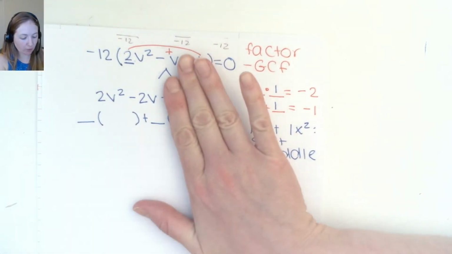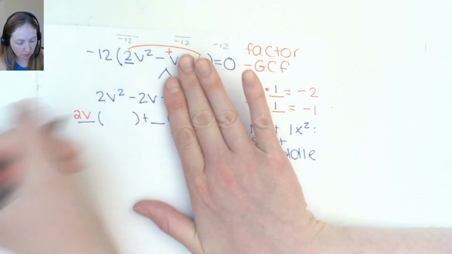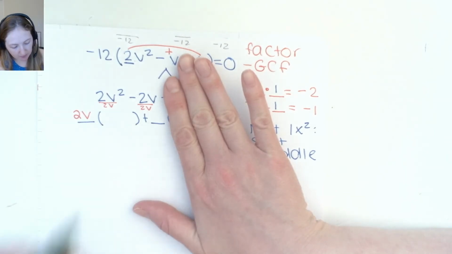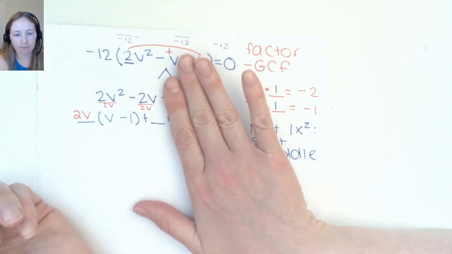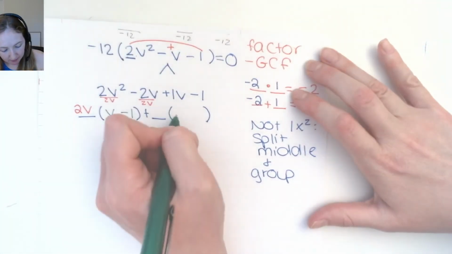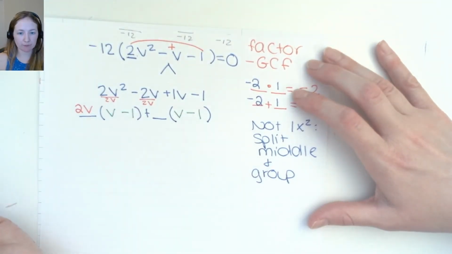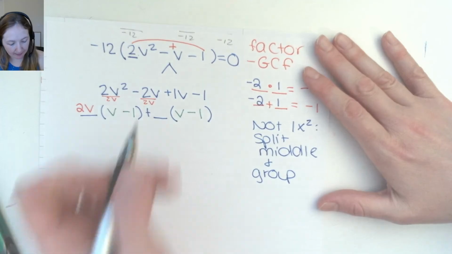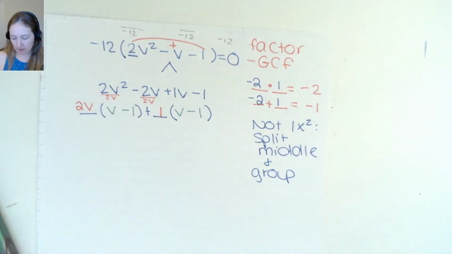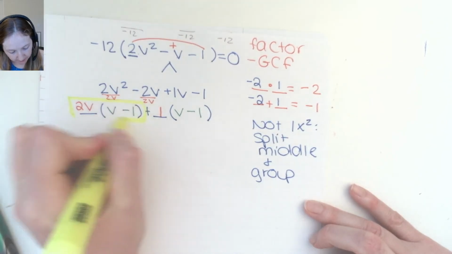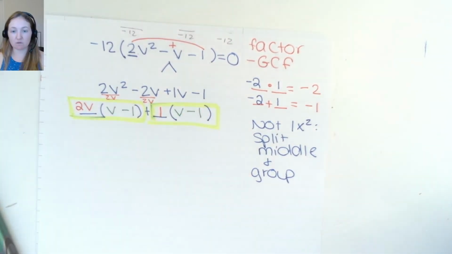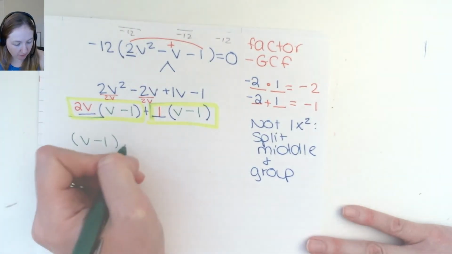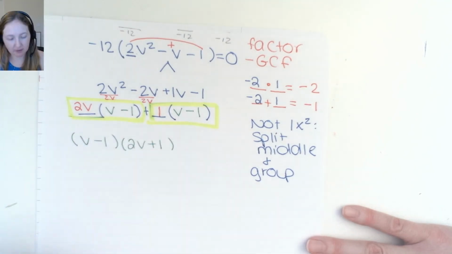So for the first two, what we can take out as a GCF would be a 2v. If I divide this by 2v, divide this by 2v, I end up with v minus 1. And then again, for this to work, I need to get v minus 1 in the second group. And you'll notice for the second group, the only GCF there is 1, so I can take that out. And then now group 1 has this v minus 1, group 2 has the v minus 1. So we can take out v minus 1 as a GCF, and then we're left with 2v plus 1.